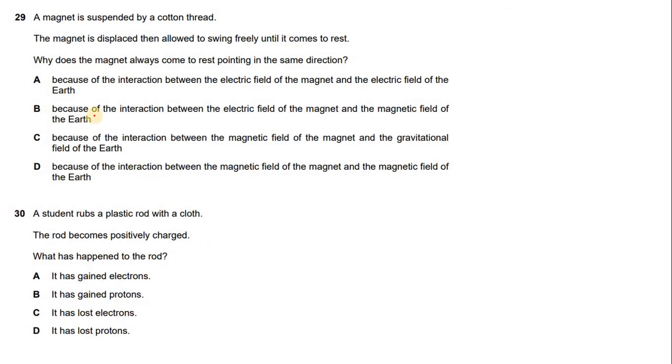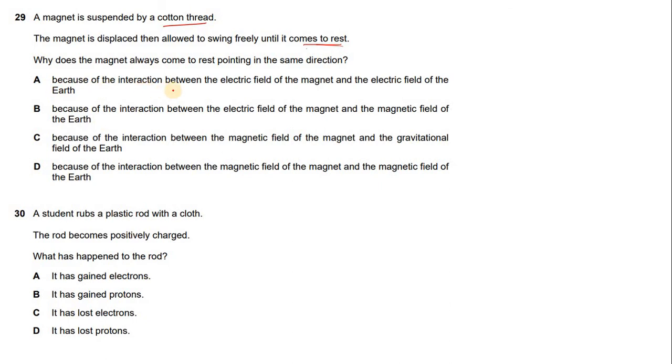Question number 29. A magnet is suspended by cotton thread. The magnet is displaced, then allowed to swing freely until it comes to rest. A typical behavior of a bar magnet or any magnet: when you disturb a magnet hanging with a cotton thread, it always comes to rest. The reason is the magnet is interacting with the magnetic field of the earth.